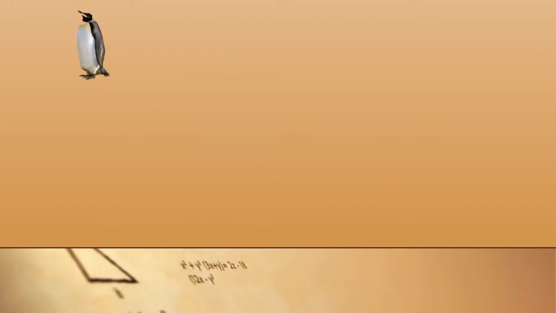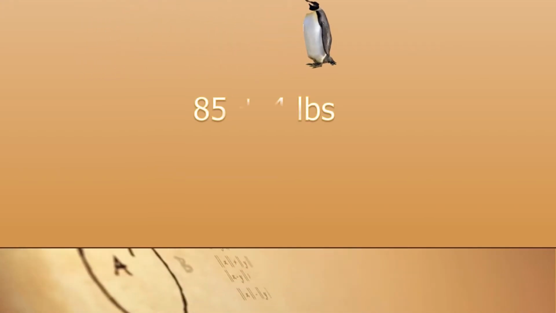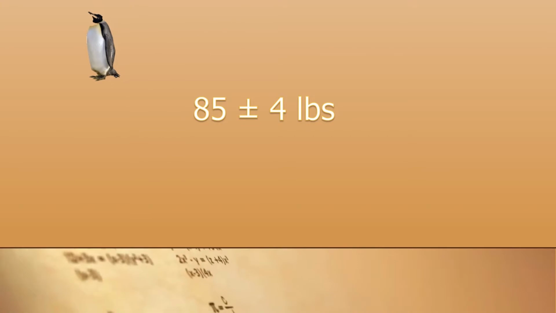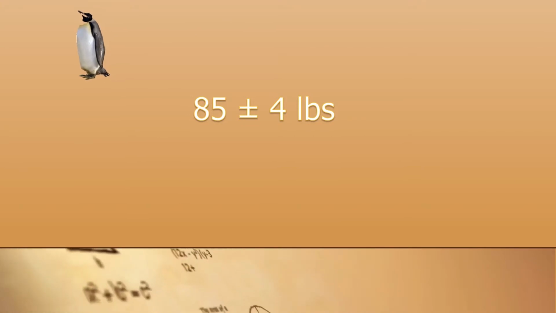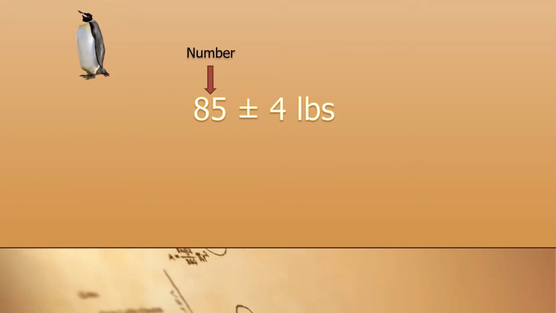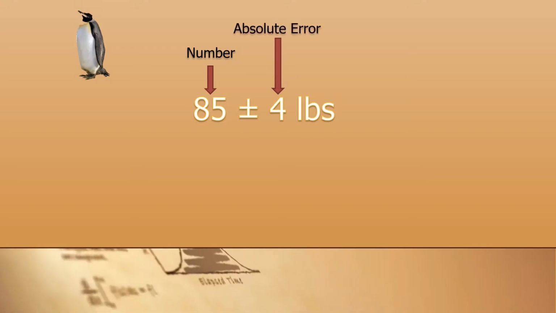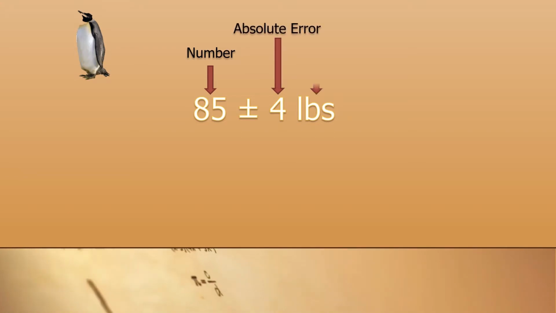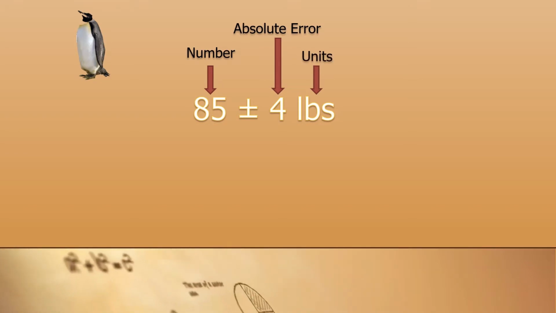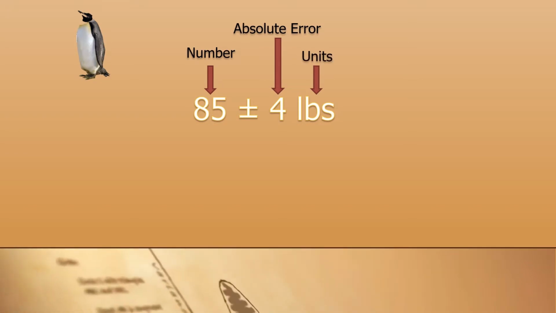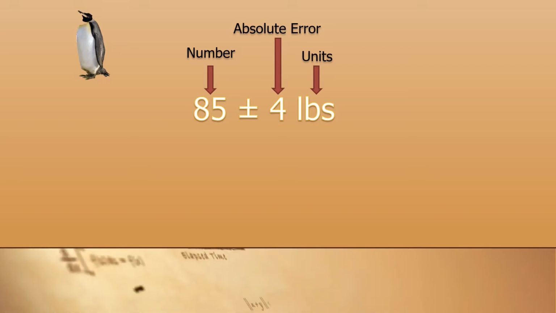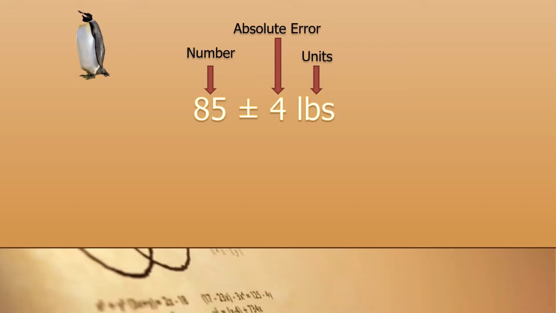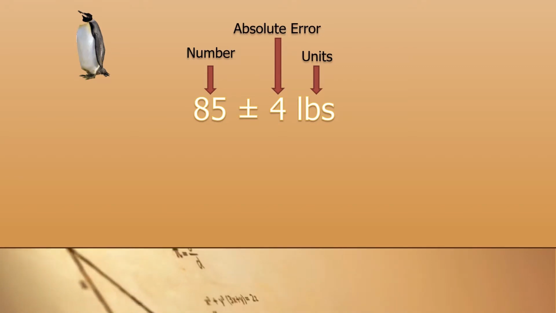After all this work of measuring all these penguins on what we hope is a calibrated device, we end up with an average penguin weight of 85 plus or minus 4 pounds. This result contains a number, the value 85, a range, the value 4, which we lovingly call an absolute error, and finally a unit of measurement, pounds, which tells us what we are measuring, mass, and is of an appropriate scale or size to match, well, the size of our penguins.